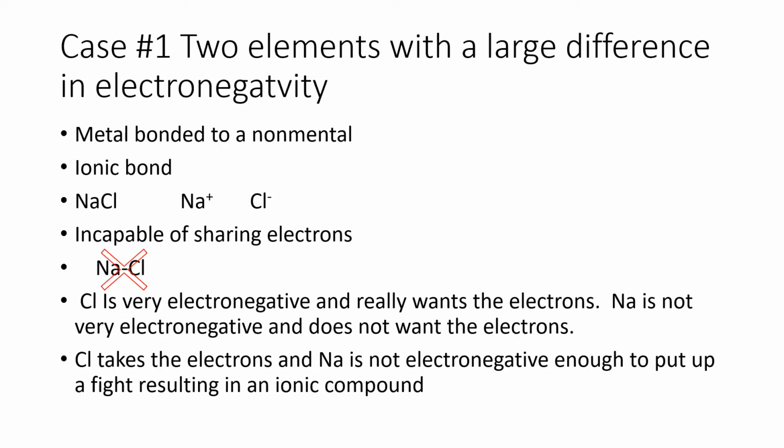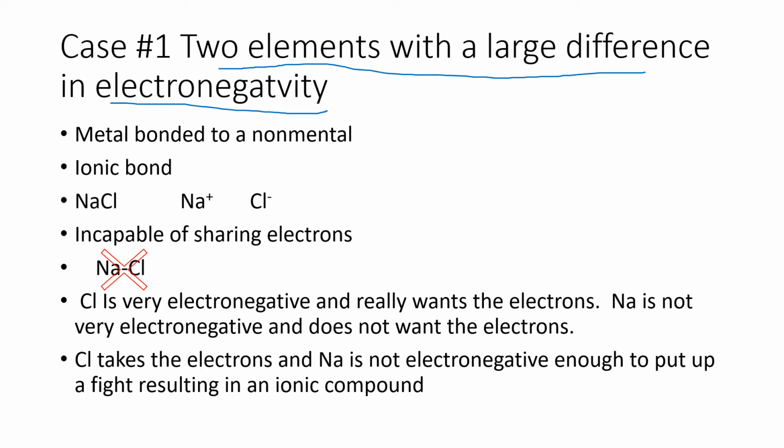The first scenario we want to look at, the first case, is when two elements have a very large difference in electronegativity. That means one's going to be very electronegative and the other one is not going to be very electronegative. You're most likely to see this whenever you have a metal bonded to a nonmetal. Now right away, we recognize that when you have a metal bonded to a nonmetal, you're looking at an ionic bond. We've seen that before.